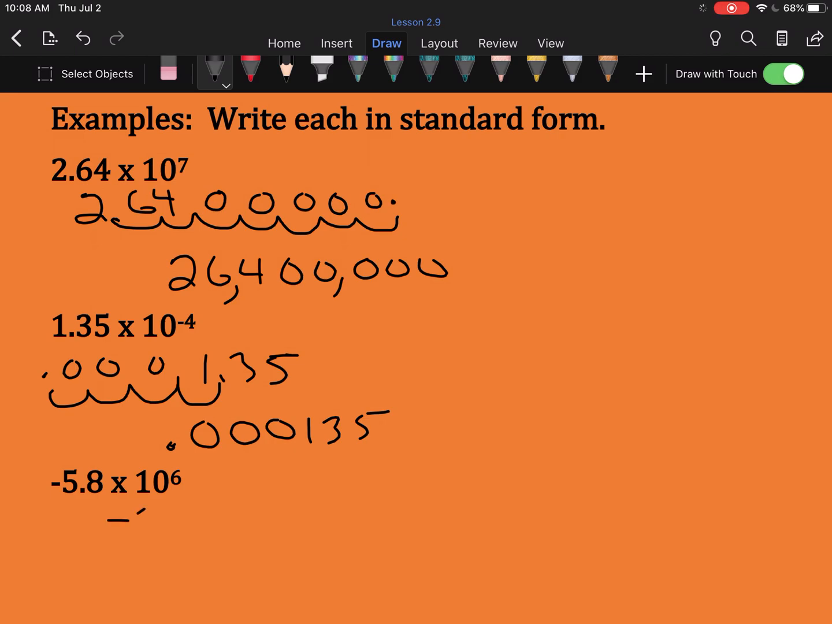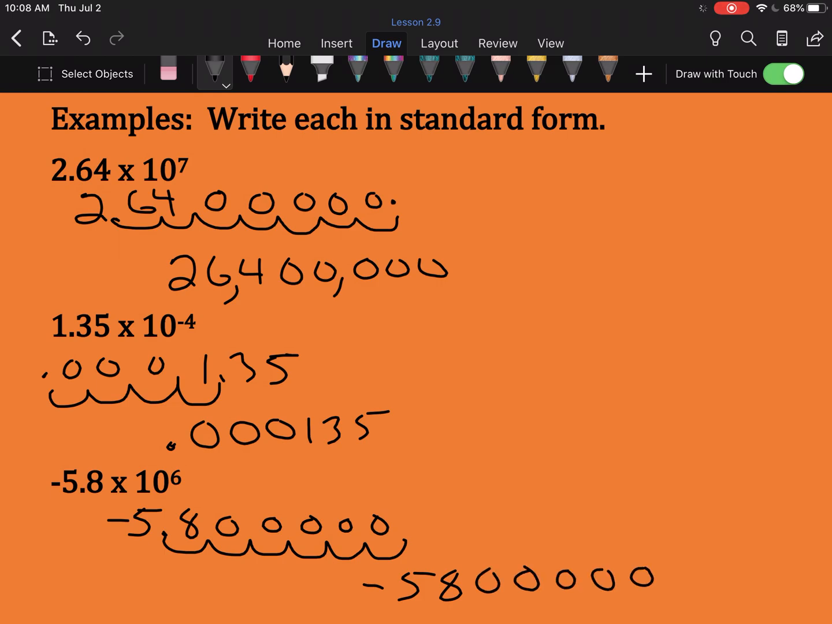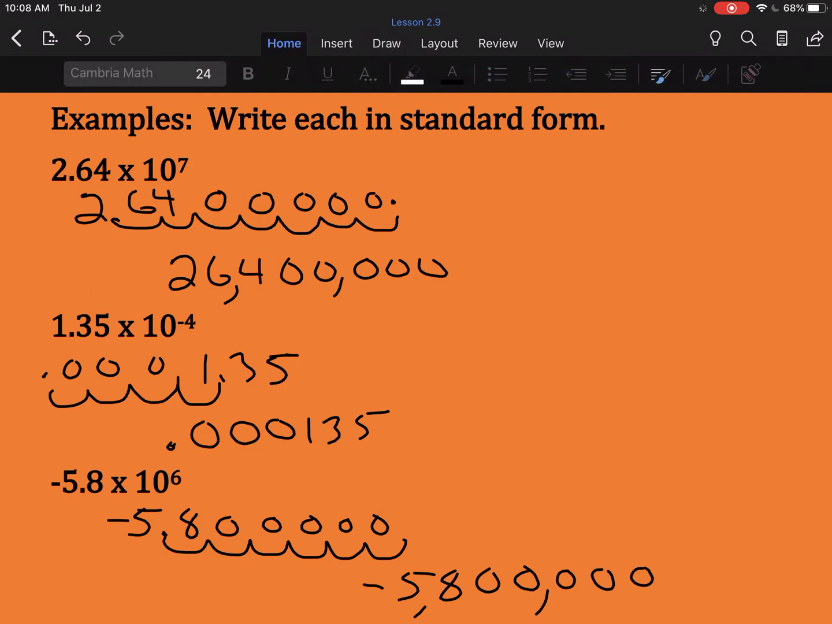Negative 5.8 times 10 to the 6th. Well, we take our negative 5.8 and we move right 6 times. 1, 2, 3, 4, 5, 6. Fill in our zeros. Rewrite our number, and backfill all of our commas for negative 5,800,000.